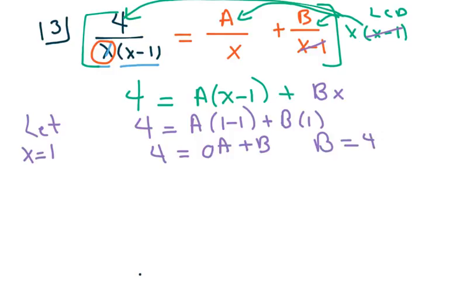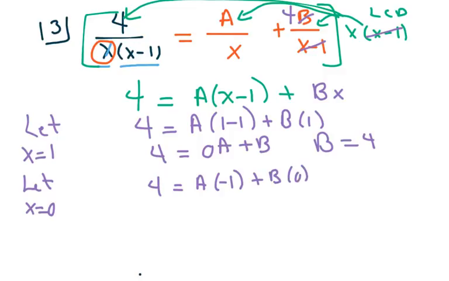Okay, so we already know that right up here b is what? 4. Now let's check for a. To check for a, let's let x equal 0. So when x is 0, we get 4 equals a times negative 1 plus b times 0, which is just 0. So negative a equals 4, so a is negative 4.